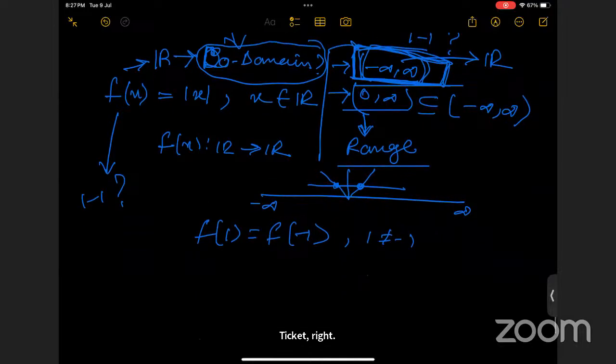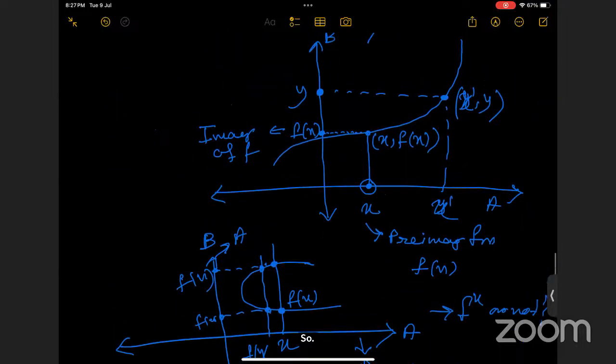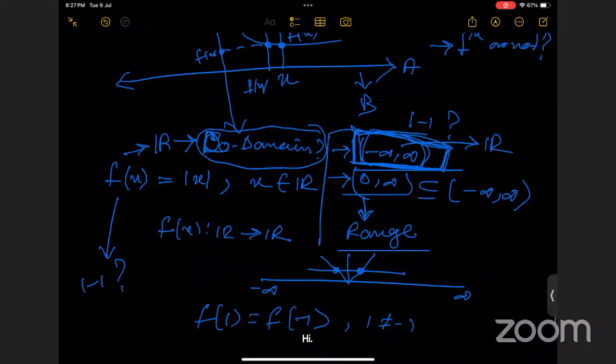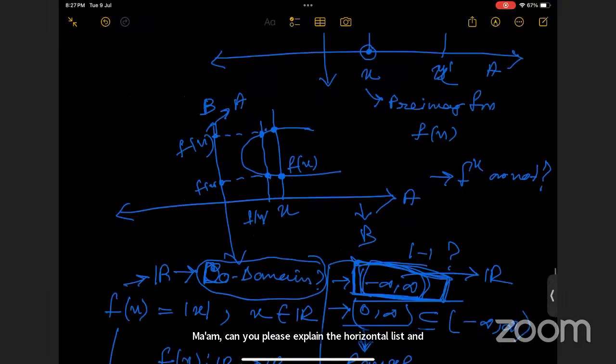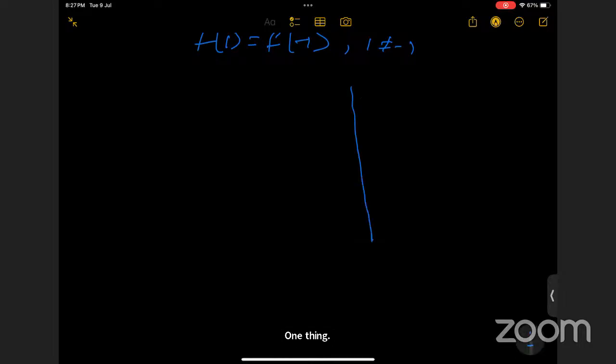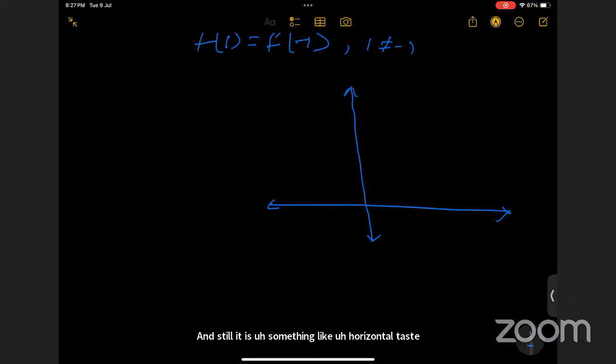So now I think the concept for function and a 1-1 function is clear to you, right? Ma'am, can you please explain the horizontal test and vertical test one more time? Okay. Actually, at what time do we test horizontal and when do we test vertical? Still, it is something like horizontal test and vertical test, but better you understand the concept, because we can change the domain and codomain also.